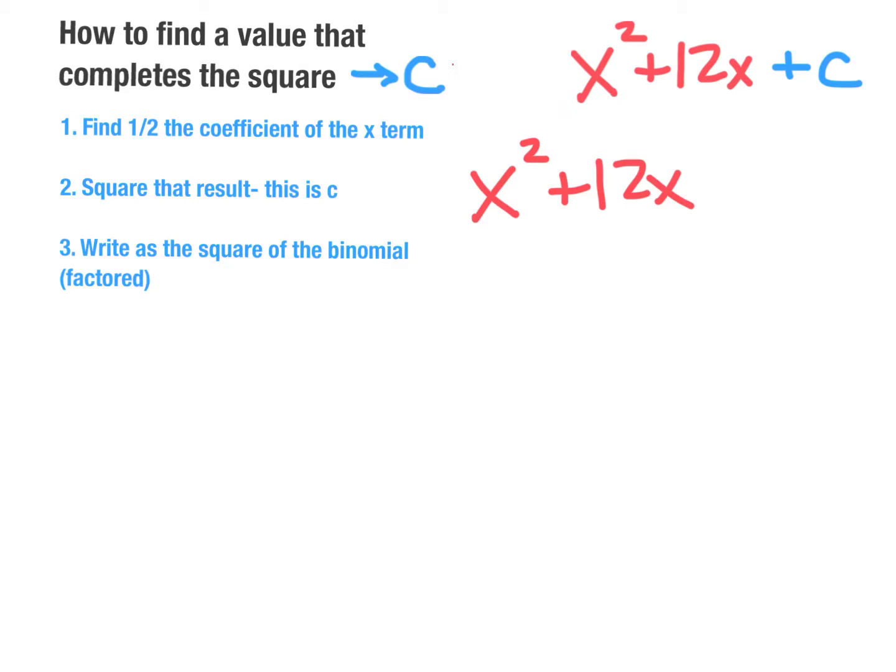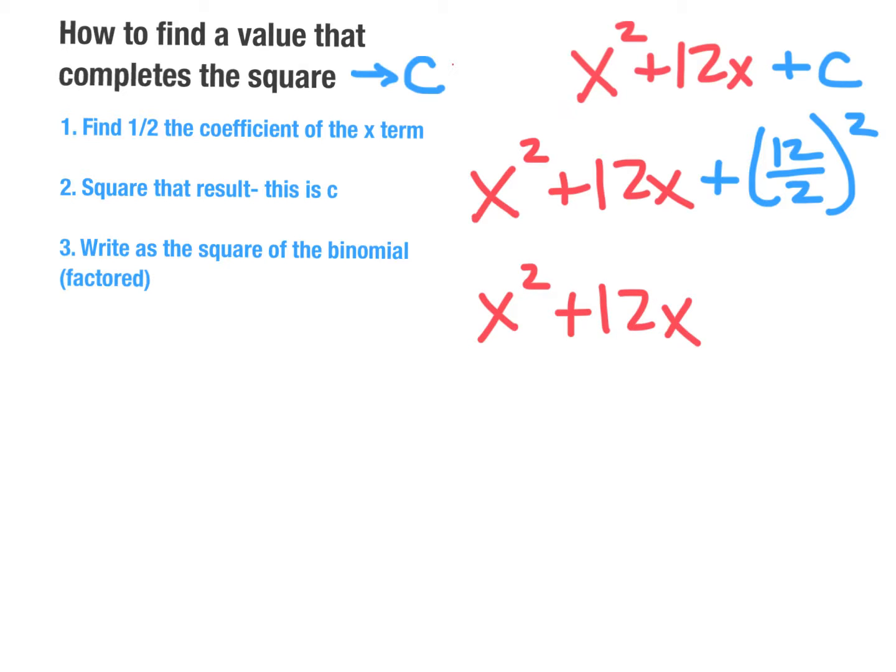So let's write it like this, x squared plus 12x, and then for my c I'm going to take half of the middle coefficient, right? And then I'm going to square it. So that c value is, half of 12 is 6, squared is 36. So in this case, c equals 36.